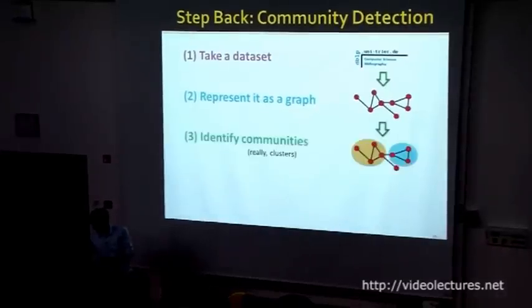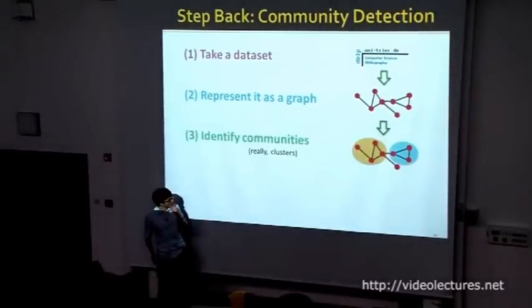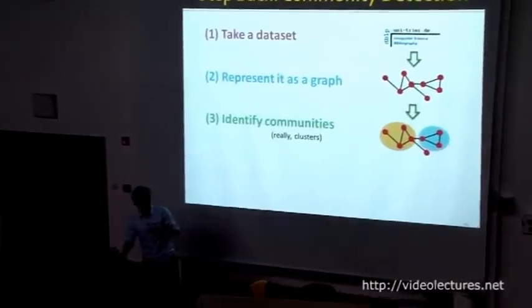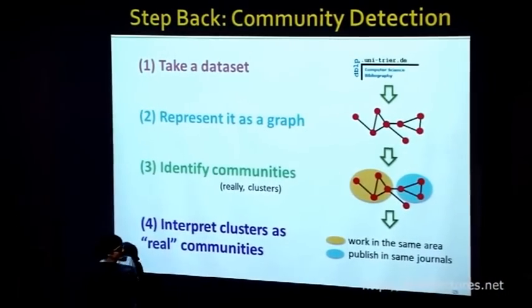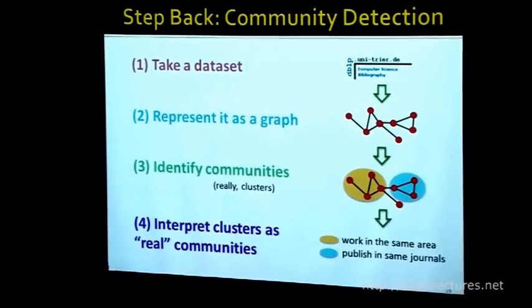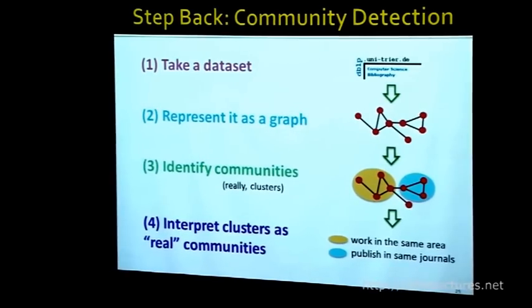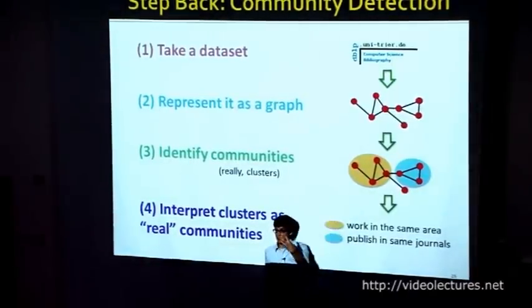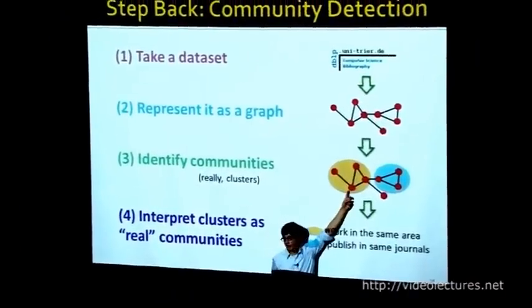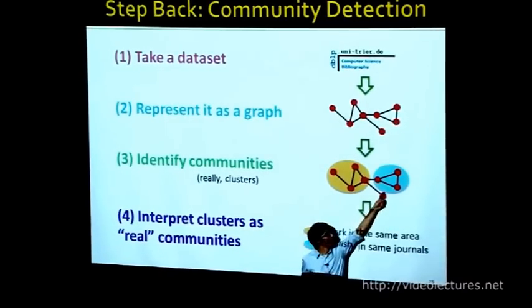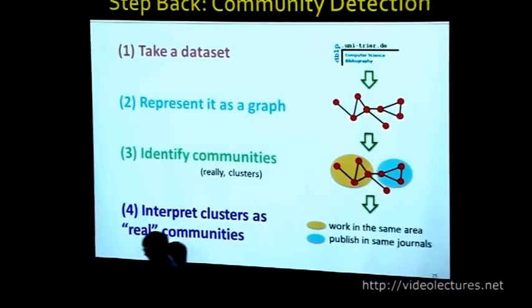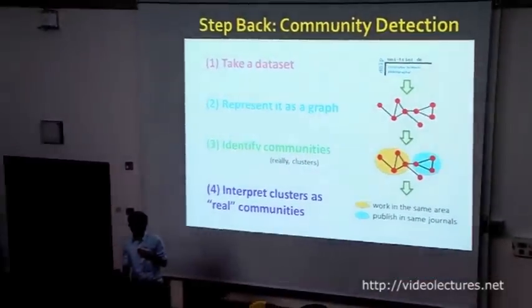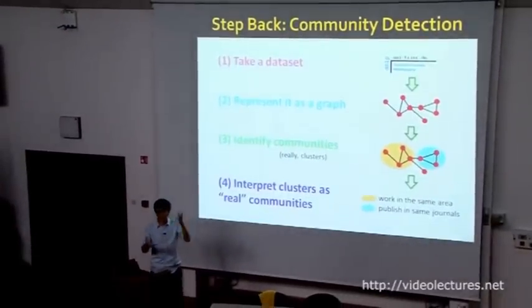So now I have a graph, and I could take my favorite community detection method and detect clusters or communities, right? And then what is the next step I do? I examine these clusters, and I try to interpret them as what I will call real communities, right? I maybe say, oh, I discovered that based on the network structure I identify clusters, but then I figure out that all these nodes work in the same area, or publish in the same journal, or come from the same university, or have something else in common that I don't observe in the network, right? So basically, I'm just doing normal clustering, right?